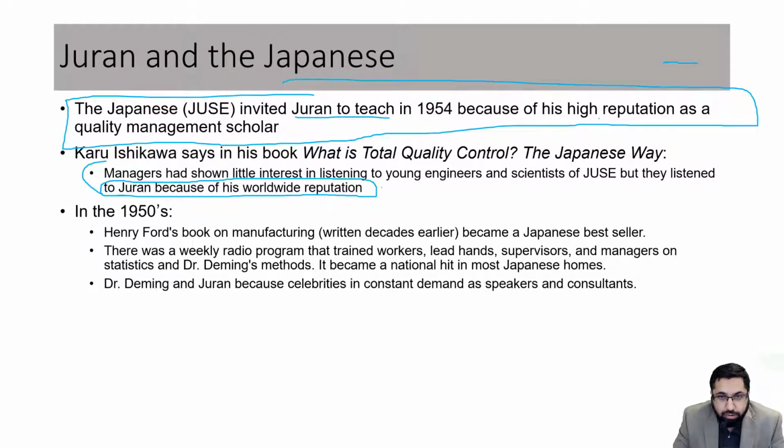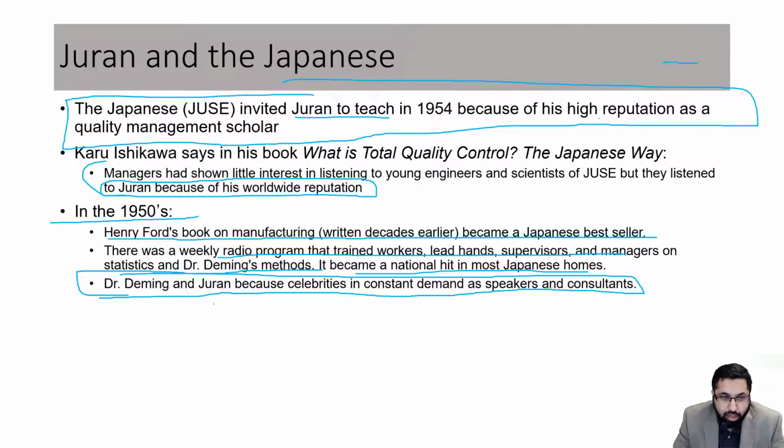And you can think about the culture in Japan at the time. They were really focused on rebuilding the economy and producing quality products. Henry Ford's book on manufacturing became a bestseller in Japan. There were weekly radio programs that trained workers and supervisors and managers on statistics and Dr. Deming's methods. Right, so people would listen to those quality management talks in their homes on radio. And Dr. Deming and Juran became celebrities in constant demand as speakers and consultants across Japan. So you can see that Japan is really warming up to try out these ideas of quality management, where U.S. manufacturers are not that receptive at that time.